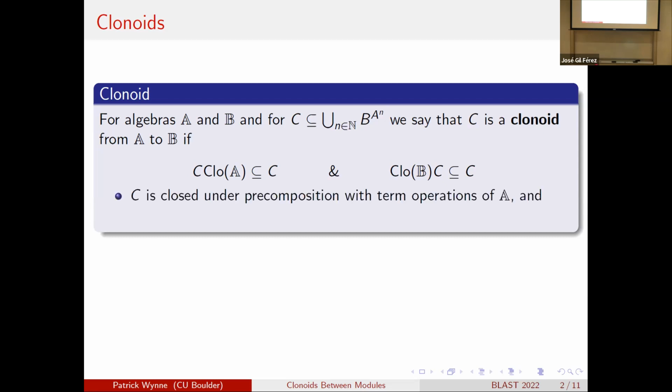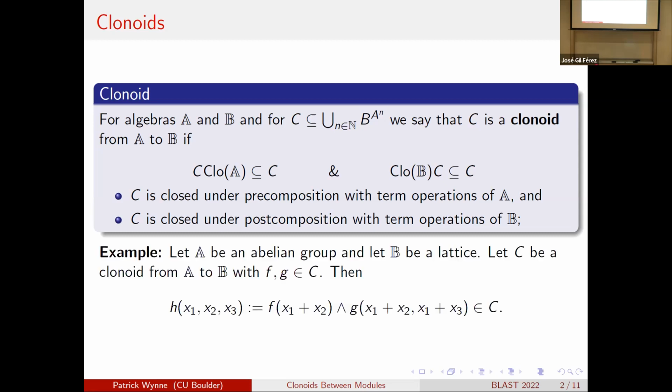So a clonoid is first closed with respect to, if we have a clonoid from A to B, then first we're closed with respect to the term functions of the algebra A. So clo A here just represents the term clone of A. And also our set of functions is closed with respect to the term clone of this image algebra B. And so what does that mean? We can essentially act by operations of A, then map and act by operations of B, and this new function that we obtain should still be within our clonoid. So this is the closure property that we're after.